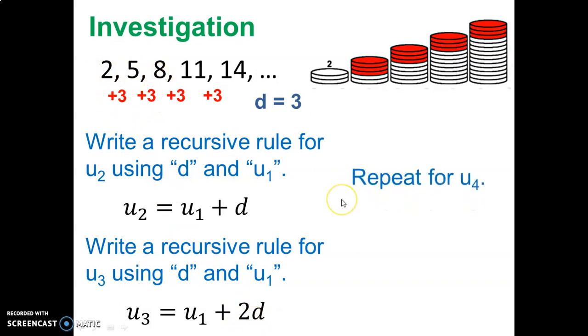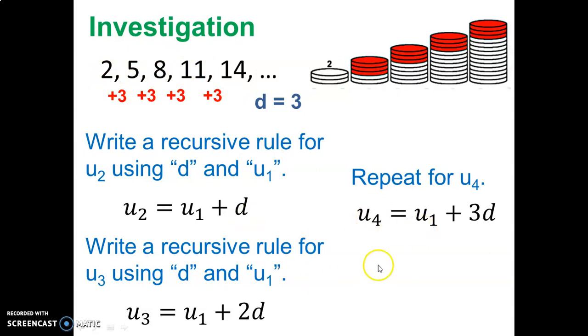That one is this. Alright, and this time from u1 you will jump 1, 2, 3 times, right? 3 d values. Again, 1, 2, 3 d values to get you to that fourth term.